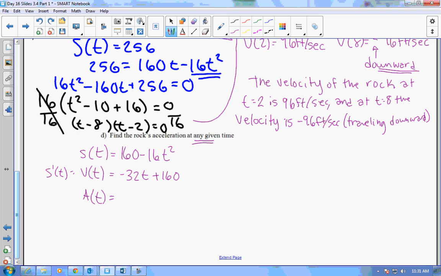S double prime, yep. So we'll take the derivative of the velocity, which is the second derivative of the position function. So at any given time, the acceleration is what? And what does that mean? Negative 32 what? Feet per second squared, because it's with time again, right? The velocity was feet per second, and you take the derivative of it, it's now per second again. So per second squared. Okay? Awesome. Flip it over.